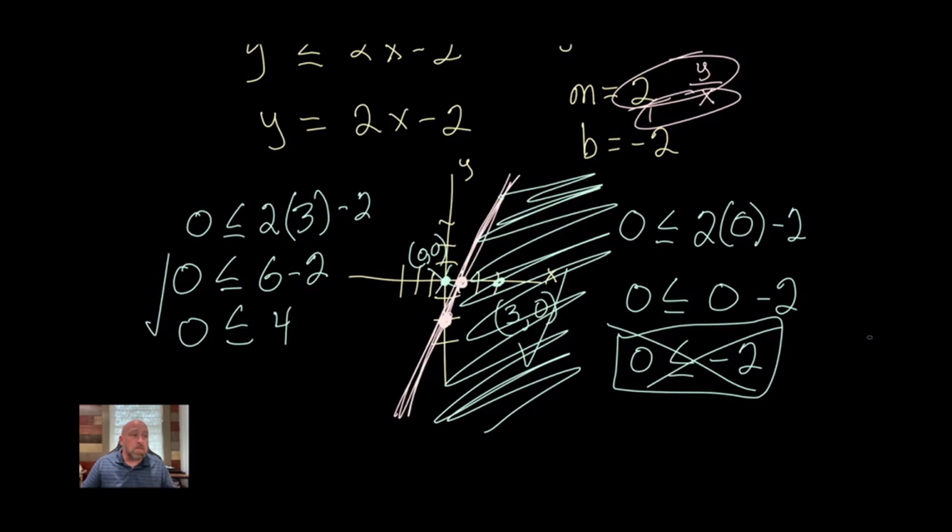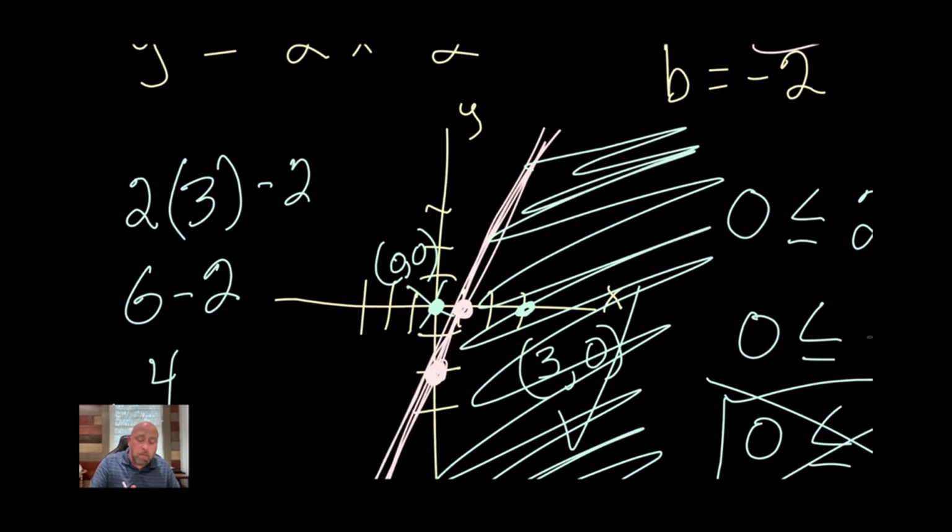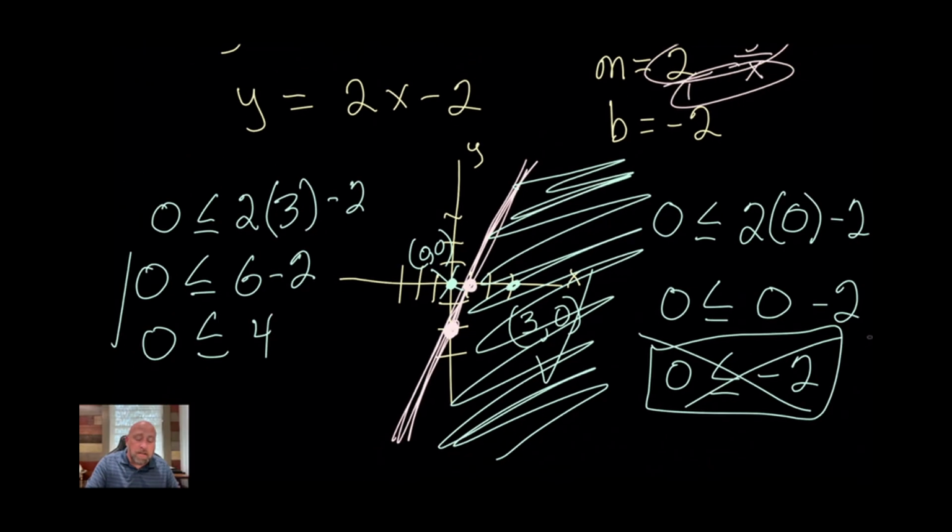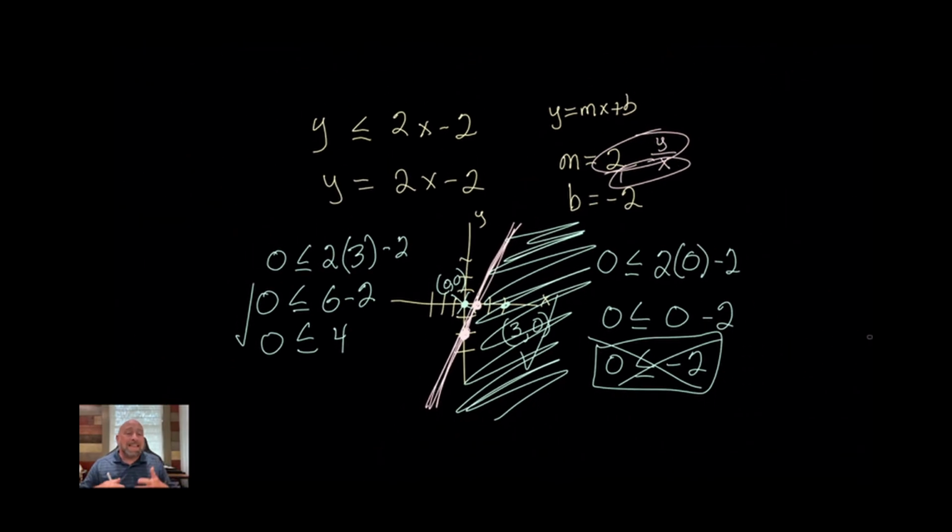So that's the way that you test those points. You pick a point. Remember, I love picking 0, 0. That's the one that I like to use. And then if you want to, you can just test another point on the other side just to make sure that you're correct.